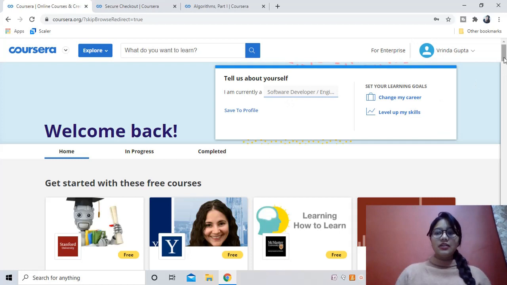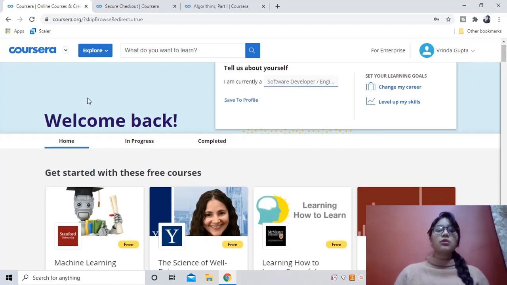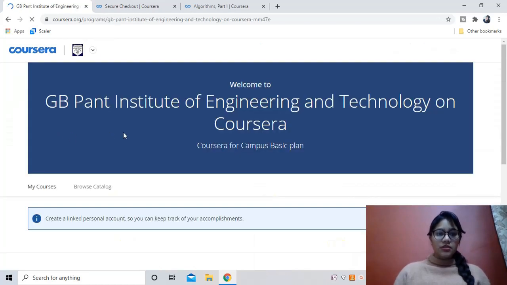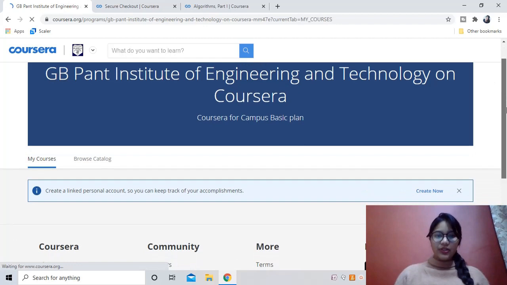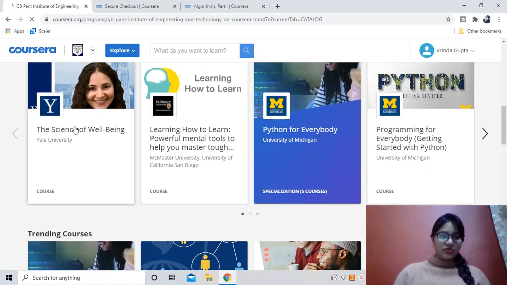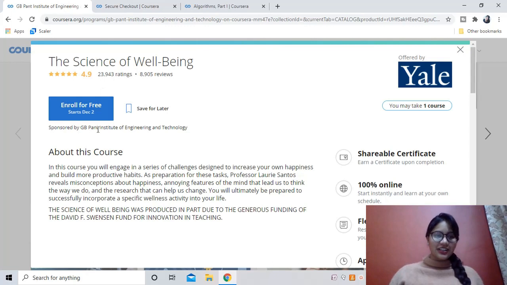The second method is that you can message your university that you want to do some course from Coursera, and they can drop a mail to Coursera and sponsor your courses. For example, my university is GB Pant University. So I'll just log in from here, and then you can see that the courses will be sponsored by my university. For example, this course, the Science of Well-being. See here that it is written sponsored by GB Pant Institute. So this is the second way for which you can enroll.